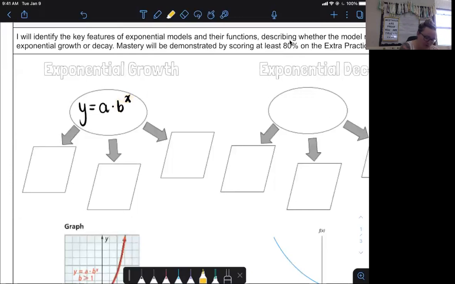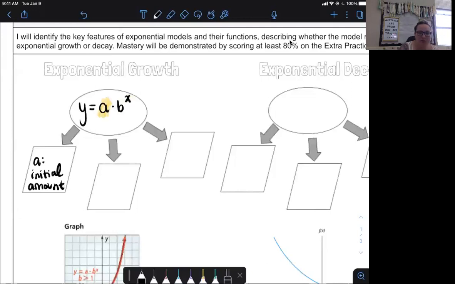Well, in exponential growth, a is your initial amount. When we are talking about exponential growth, we're taking this initial amount and we're going to see it grow over time.